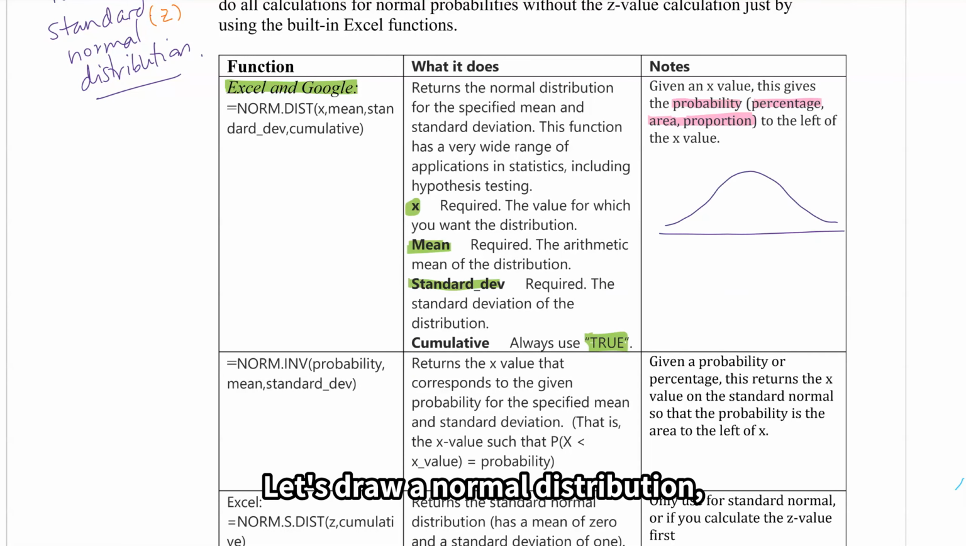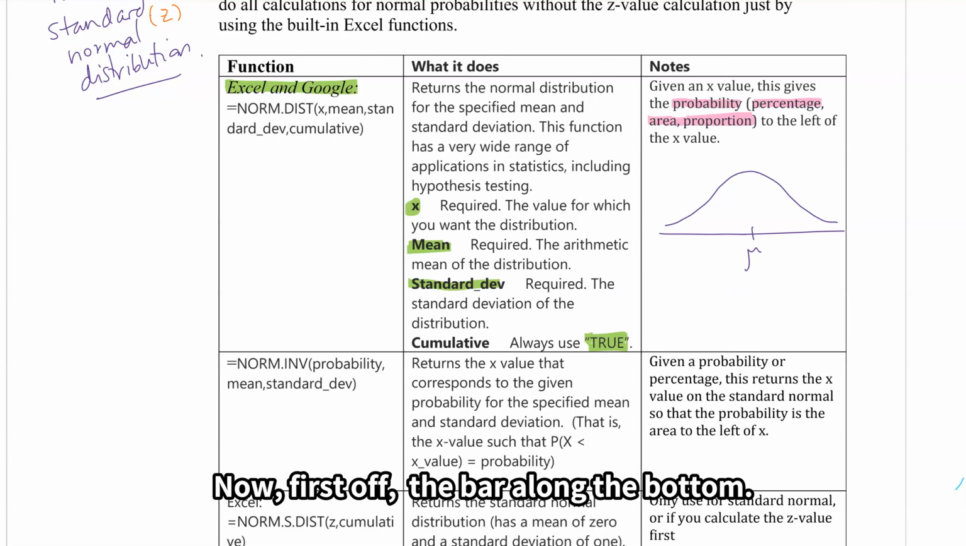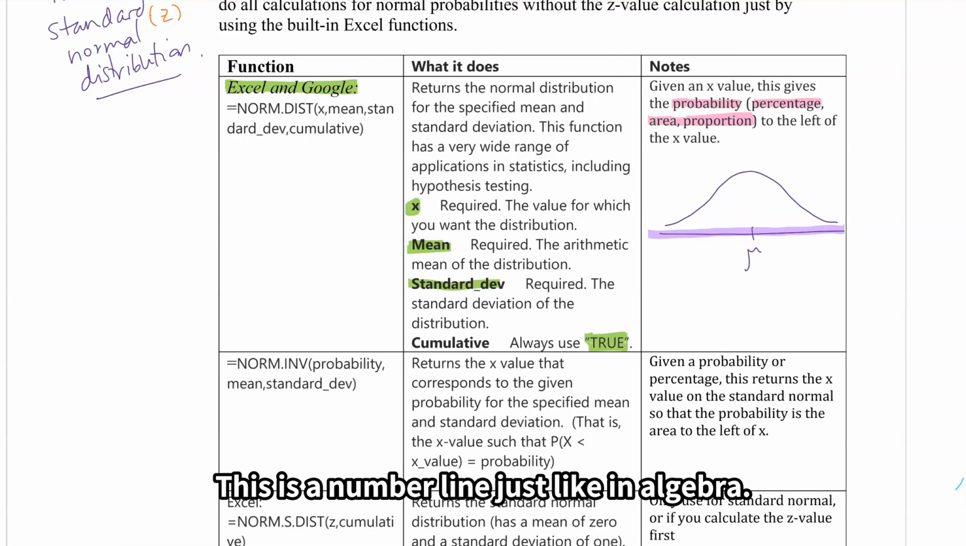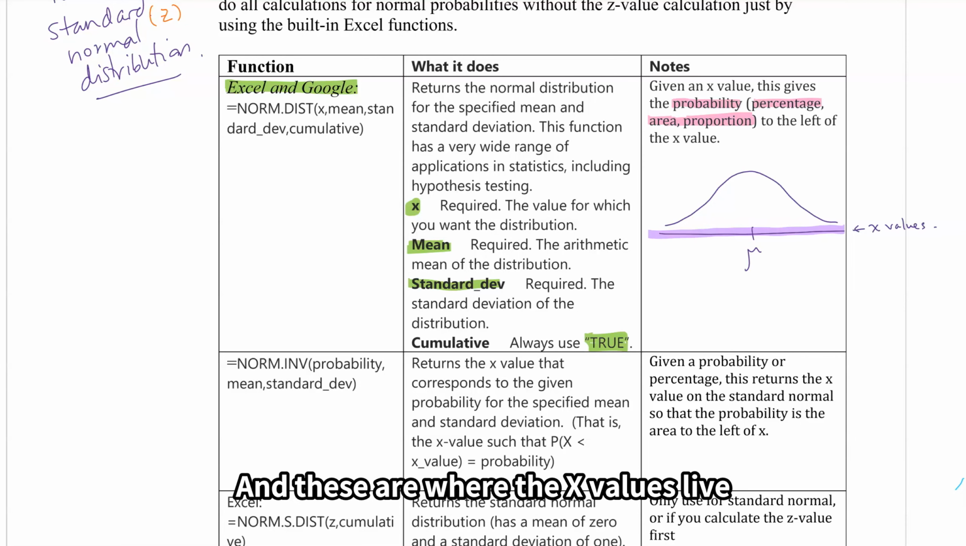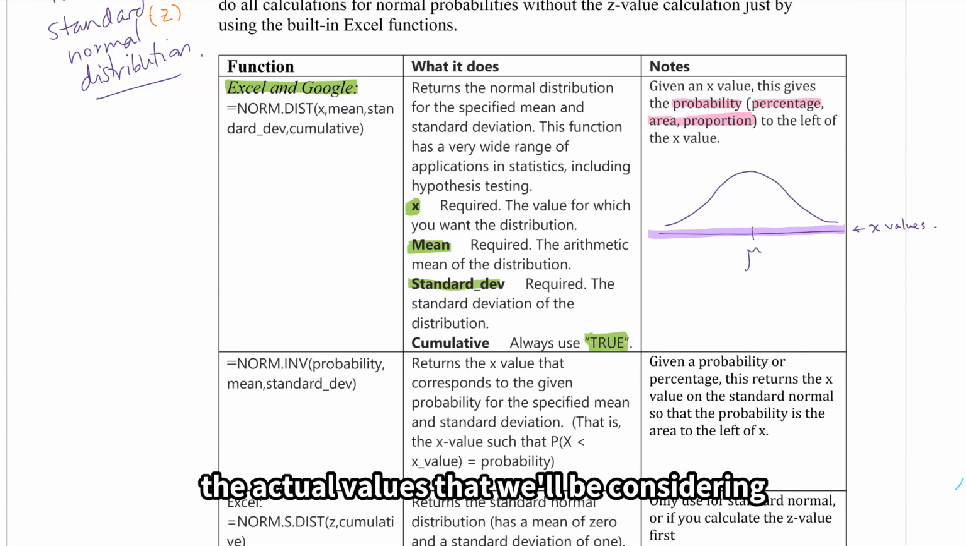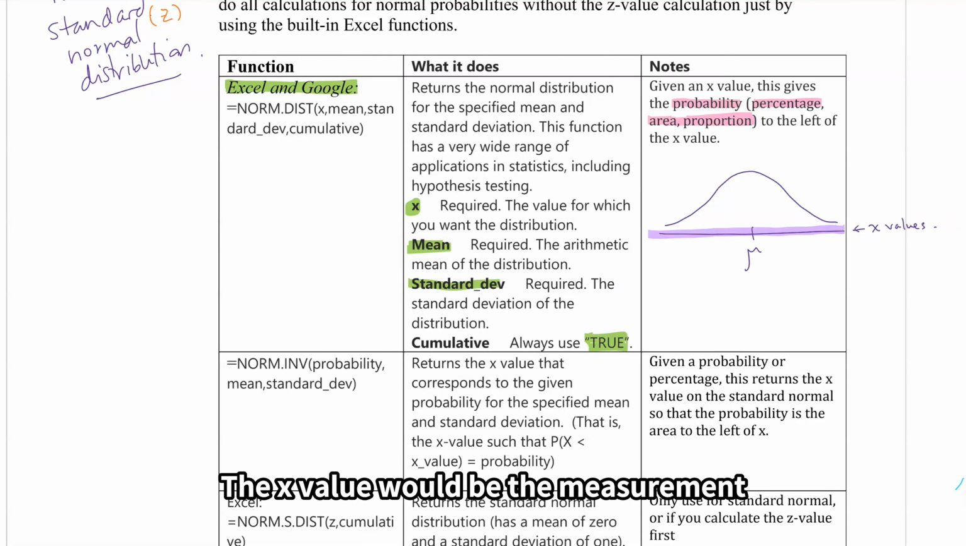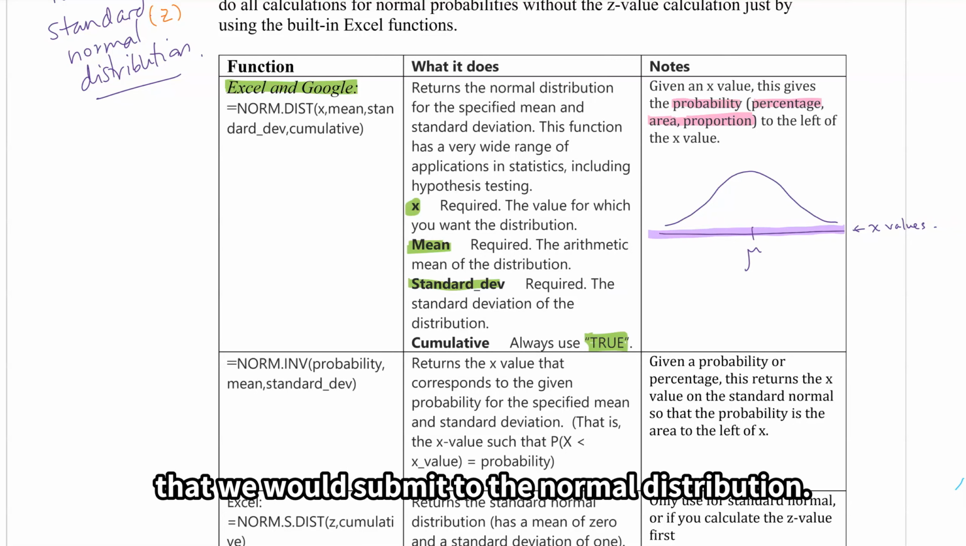Let's draw a normal distribution. We'll put the mean in the middle. Now, first off, the bar along the bottom, this is a number line, just like in algebra, and these are where the x values live. The actual values that we'll be considering. The x value would be the measurement that we would submit to the normal distribution.